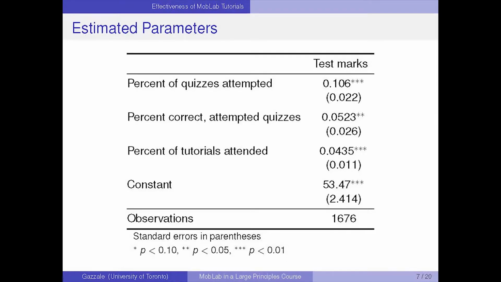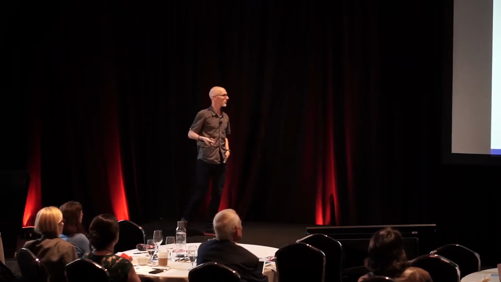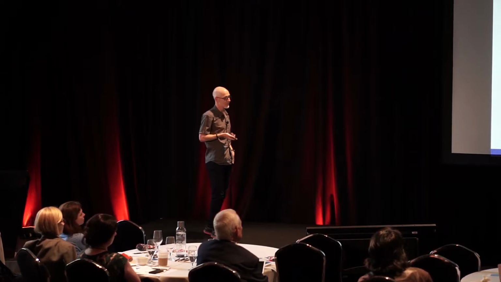And so when I do this fixed effects model, the first thing that I find out is that percent correct on attempted quizzes, unsurprisingly, and I'm sure you all know this, students who do well on quizzes do well on tests. Not a big surprise. What I also find is that actually attempting the quiz, even controlling for the grade on the quiz, a student attempting to solve these problems on a quiz actually improves their performance on the subsequent test, or is correlated with improved performance on a subsequent test.